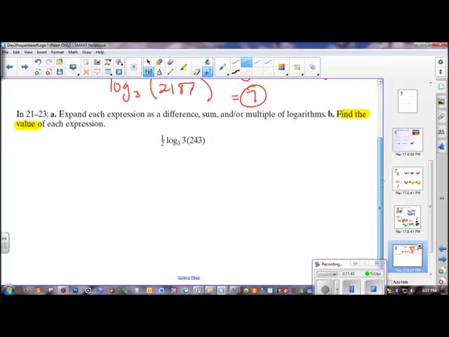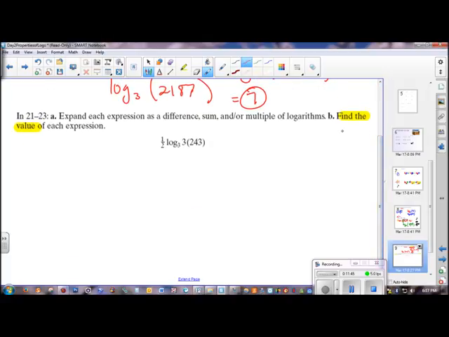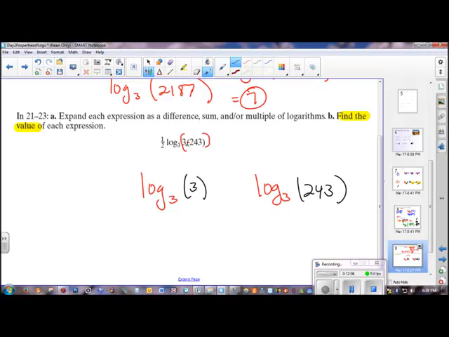Part 2, we're going to first expand and then find the value. So I have, and I'm going to rewrite this here. Here's my argument. It's 3 times 243. So I'm going to put a log base 3 and a log base 3. I'm going to need one log for each of those two different numbers in the argument. We'll put the 3 in here. We'll put the 243 in here. Because we were multiplying inside this argument, we're now going to add those logs.